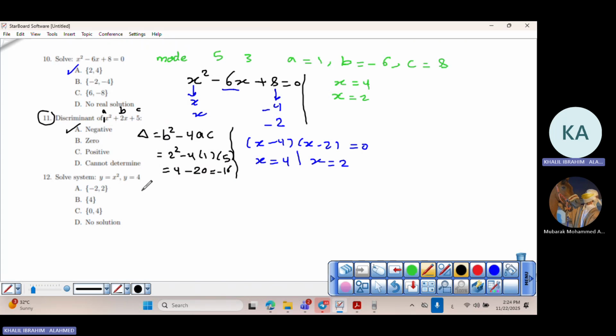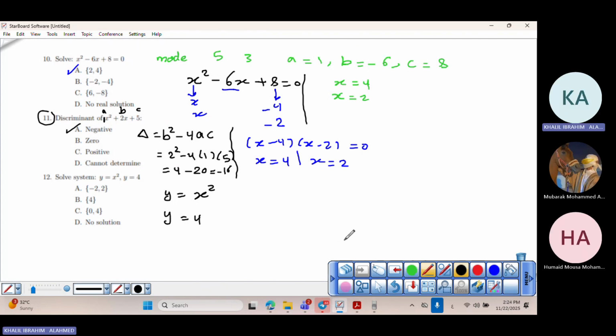How to solve this system? y equals x squared and y equals 4. It's easy to solve this system because we have two equations, equation 1 and equation 2. Just substitute y equals 4 in equation 1.